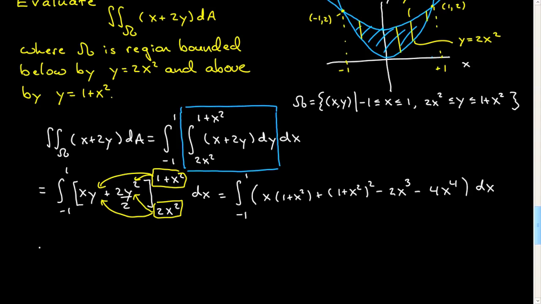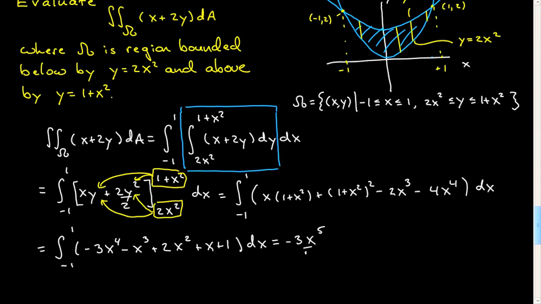I've pre-written it down. I've written this as a single polynomial, which I'm sure you can do very quickly: minus 3x to the 4th minus x cubed plus 2x squared plus x plus 1 dx. And all right, let's just do it. Minus 3x to the 5th over 5. I hope I don't make any mistakes.